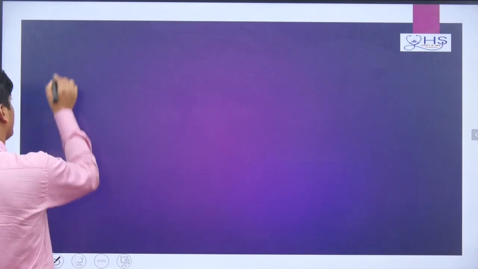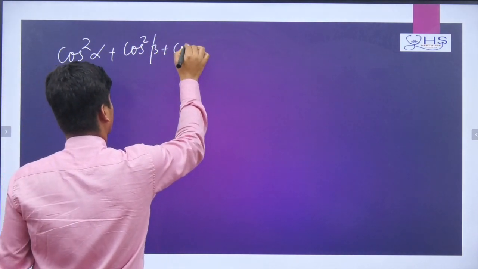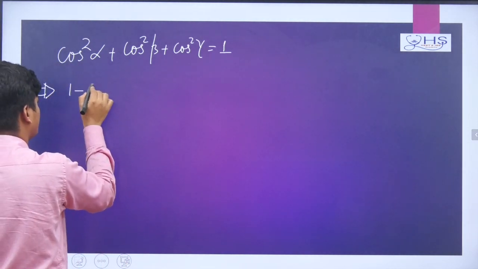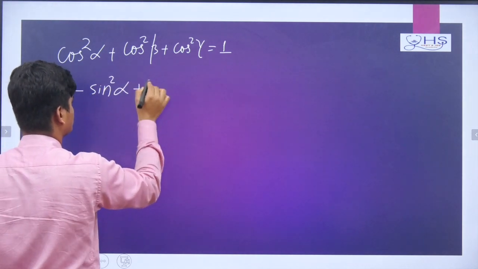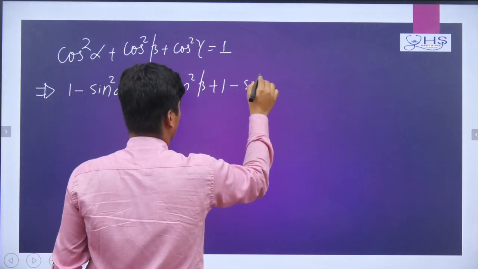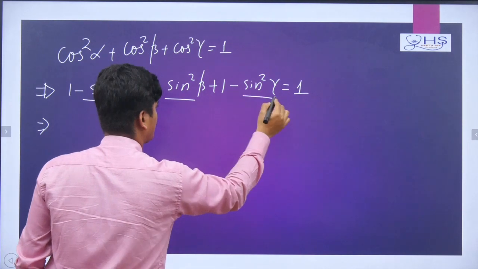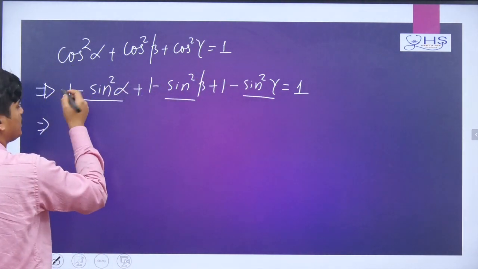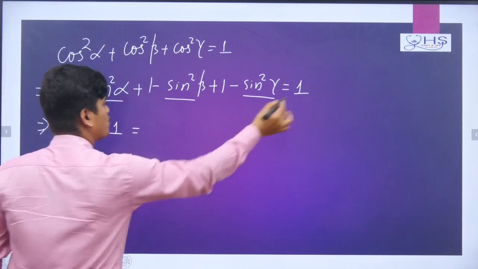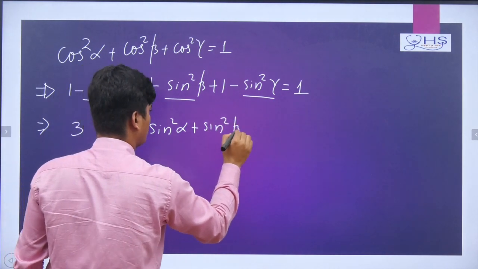Now understand here, we got cos square alpha plus cos square beta plus cos square gamma equal to 1. This implies that cos square alpha can be written as 1 minus sin square alpha, cos square beta as 1 minus sin square beta, and cos square gamma as 1 minus sin square gamma, equal to 1. Now we take minus sin square alpha minus sin square beta minus sin square gamma to the right hand side. Here 1 plus 1 plus 1 will be 3, and the minus 1 comes to the left hand side. So sin square alpha plus sin square beta plus sin square gamma.